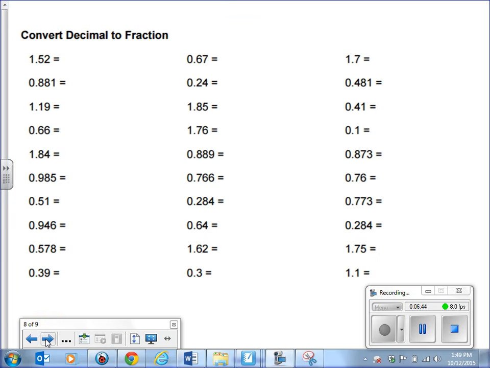What I want you to do here is pause the video. I want you to practice some of these, and then when you're ready, unpause this video and move on to the answers. This is not something that I'm going to check, but I do expect you to come to class tomorrow ready to practice these, or ready to go. So go ahead and pause the video now.